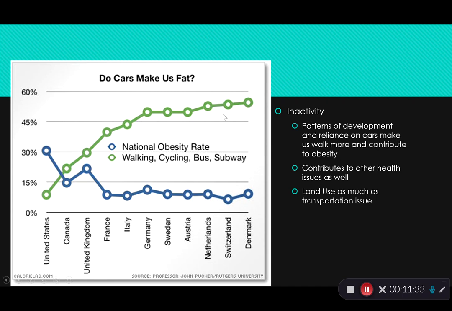Communities or countries that have higher rates of cycling and transit use have lower rates of obesity. So again, that comes down to our patterns of development that make us reliant on cars and so forth.